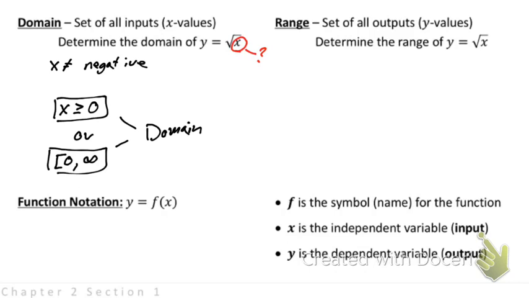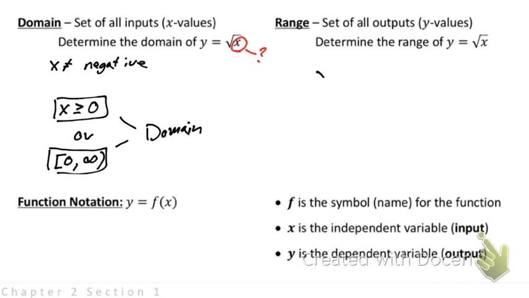We can't plug a negative in here. The smallest number I can plug in for x is 0. The square root of 0 is 0. Since I can't plug negative numbers in, I can't get negative numbers out. So the smallest value I can get out is the square root of 0, which equals 0. Anything bigger is going to be bigger than 0. The square root of 1 equals 1. The square root of 2 would be about 1.41. So the range is 0 to positive infinity.